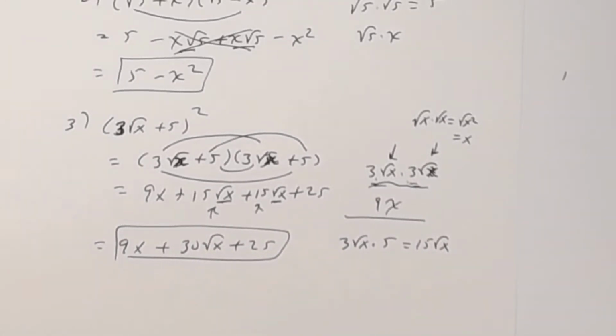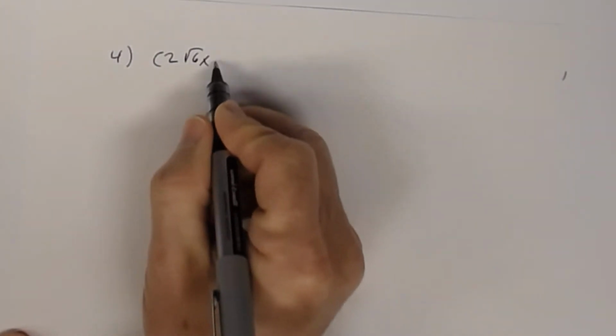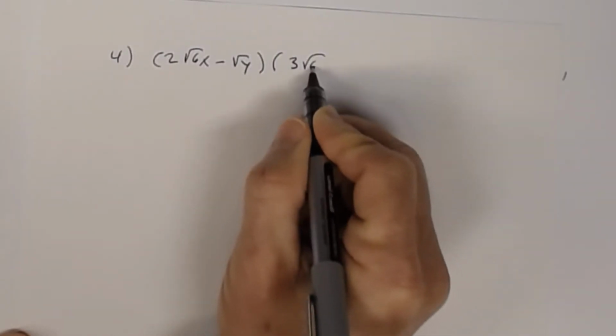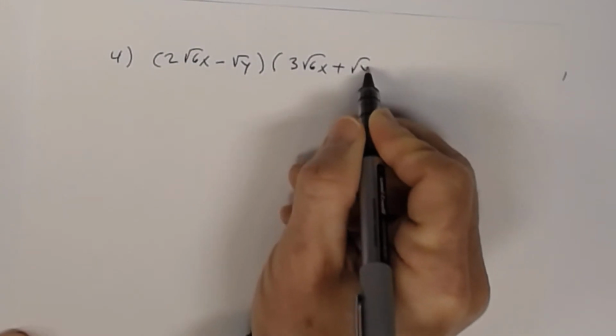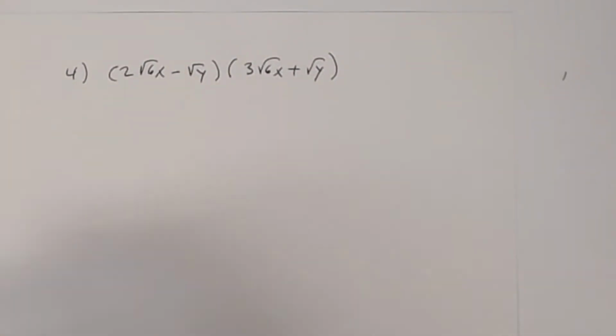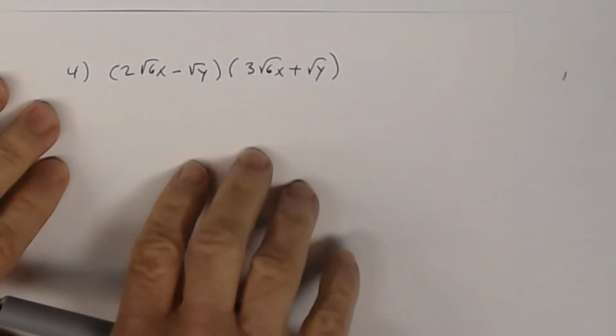Okay, let's look at number five. That was number three, sorry. Let's look at number four. Number four, we have 2 square root of 6x minus the square root of y, times 3 square root of 6x plus the square root of y. All right, so this is going to be a little messy, so let's be careful when you do this.